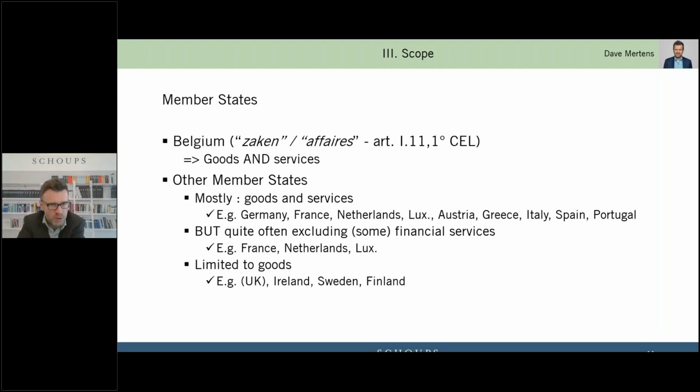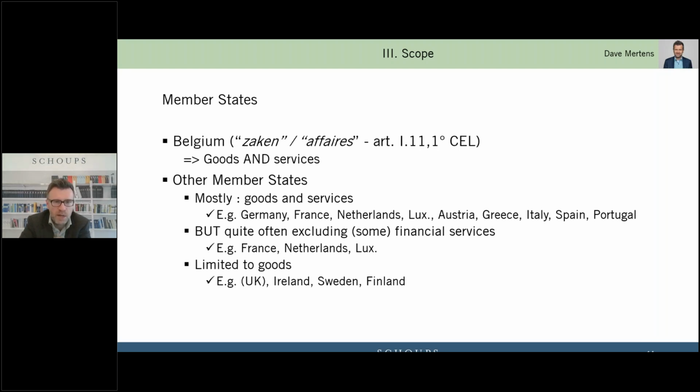Initially, there was an exception made for financial services, but that exception was revoked and also declared unacceptable by the Belgian Supreme Court. So now it's goods and services, including any financial services. Many other member states have done more or less the same. France, Germany, for instance, and our main trading partners, goods and services. But in some cases, with an exception of some financial services, France, for instance, and Netherlands have excluded all financial services. Other member states, and for the sake of convenience, I will still look at UK as a member state, have limited the transposition to goods.